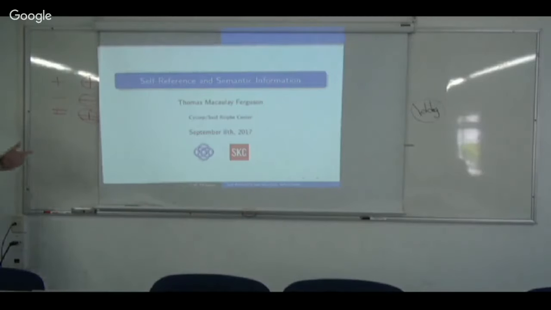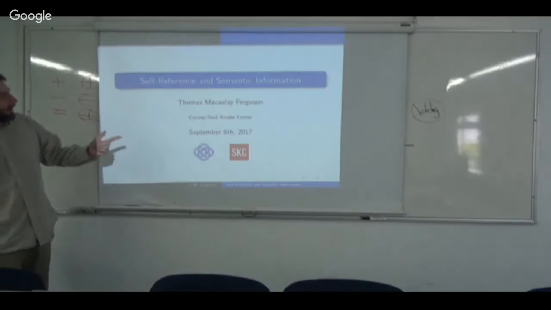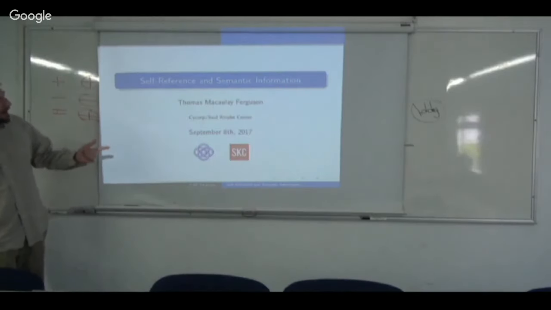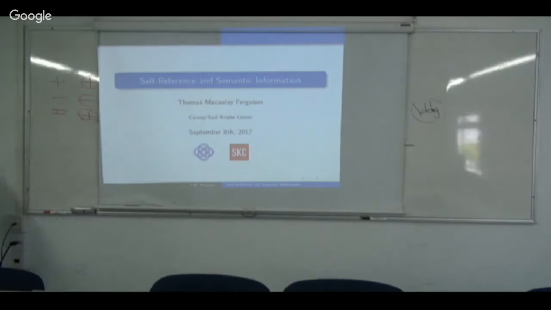I want to talk today about a topic that I haven't ever seen really addressed before, but seems to be kind of a natural one, which is if we think about information and the amount of information that a proposition or a sentence conveys, how to evaluate self-referential sentences, and in particular, how then, if we had a handle on how to evaluate the semantic information of a self-referential sentence, how to evaluate something like the liar or the truth teller or other sort of paradoxical things.